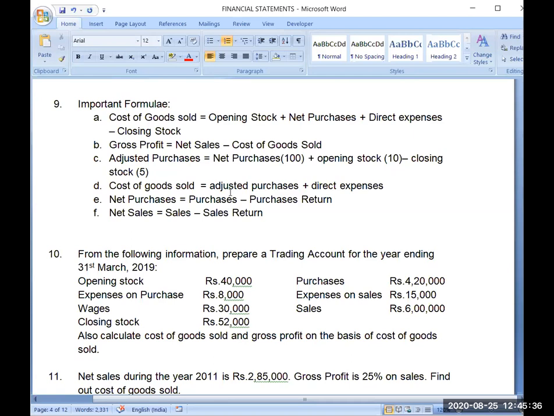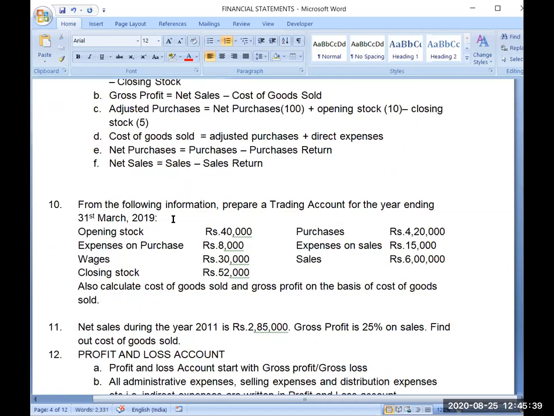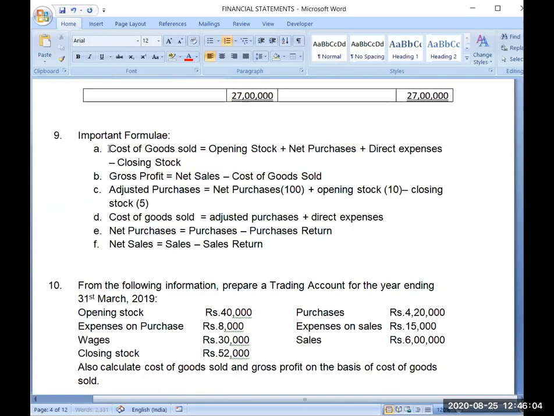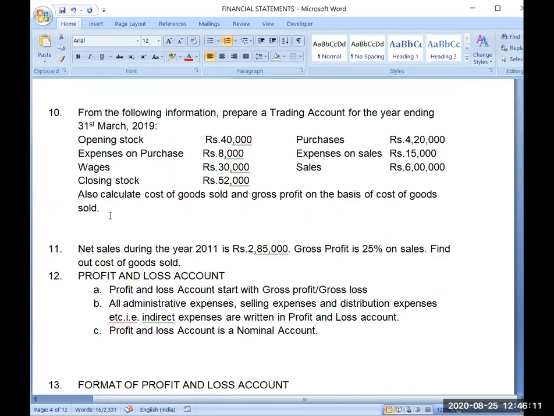Okay. Now see this question. From the following information, prepare a trading account for the year ending 31st March 19. So instead of preparing the trading account, I am just asking that you calculate cost of goods sold. Also calculate cost of goods sold and gross profit on the basis of cost of goods sold. So first tell me cost of goods sold. What will be the cost of goods sold? I am again writing the formula here. Whenever you want to solve the question, just first write the formula.